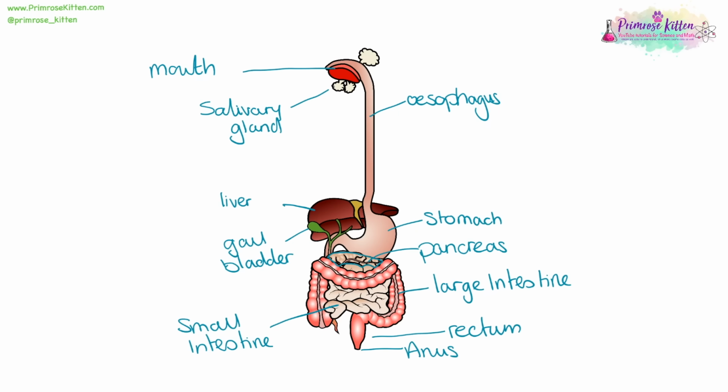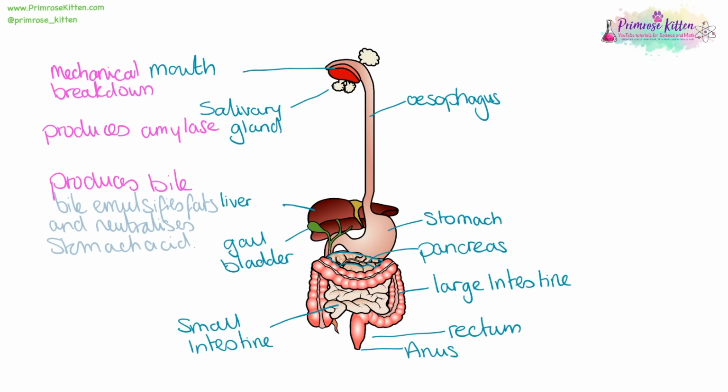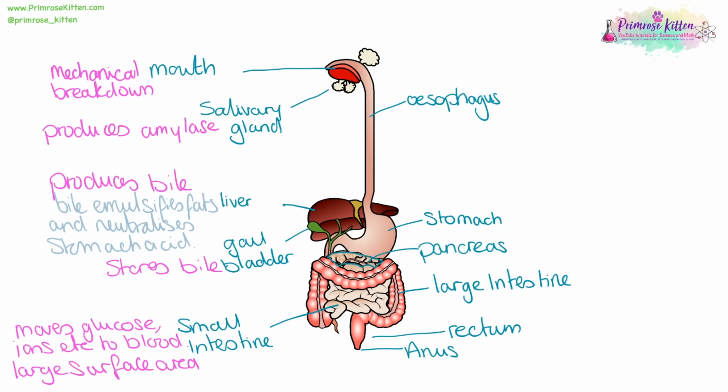Here we have an overview of our digestive system. The mouth, which is mechanically going to break down food. The salivary gland, which is going to produce amylase. The liver, which produces bile. Bile is something that emulsifies fats, so increases the surface area of fats, turning them from a big blob into small blobs, and neutralizes stomach acid. The gallbladder that stores bile. The small intestine that moves glucose, ions and other things into the blood and has a very large surface area.